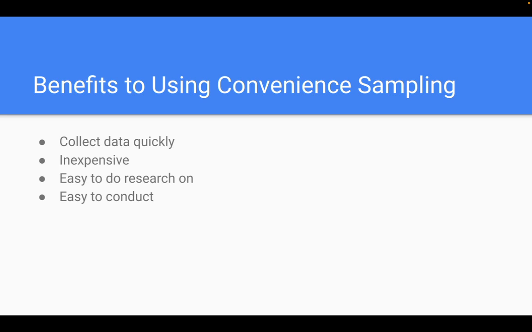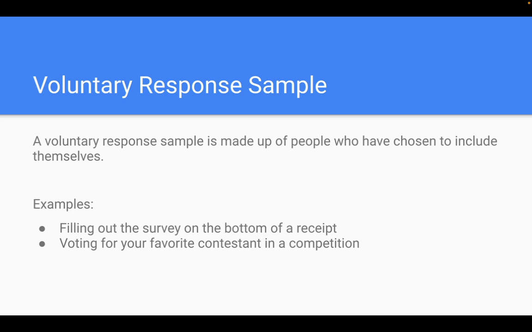All right, so let's look at the next type of sampling, the voluntary response sample. Here, a voluntary response sample is made up of people who have chosen to include themselves. Examples of this would be filling out a survey on the bottom of a receipt. Like if you go to Burger King or a restaurant or even a store and there's a number to call, that would be a voluntary response sample. Or you could be voting for your favorite contestant in a competition like American Idol.